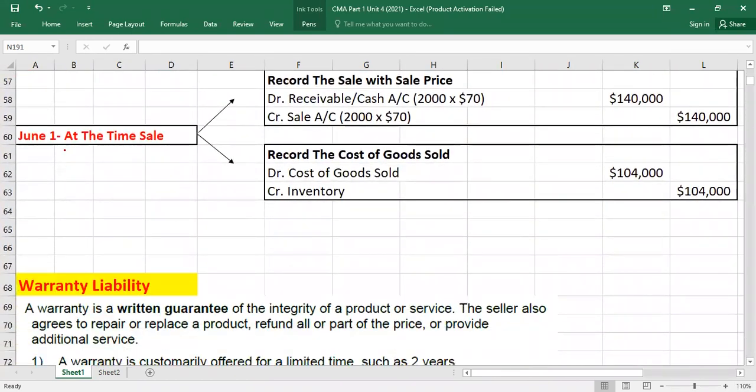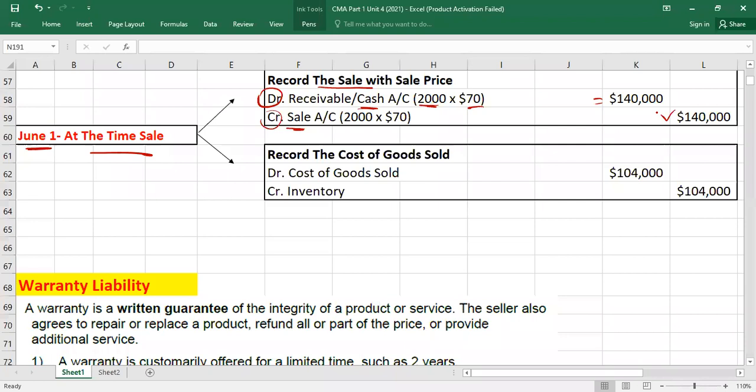This is the entry on June 1. June 1 is the date of sale. At the time of sale, first of all, you have to record the sales. Okay, so what entry will you pass? You will debit receivables if it is a credit transaction, or you will debit cash if it is a cash transaction. How many pounds have you sold? 2,000 times $70, right? So you will get 140,000, and you will credit sales, a revenue account, with 140,000.